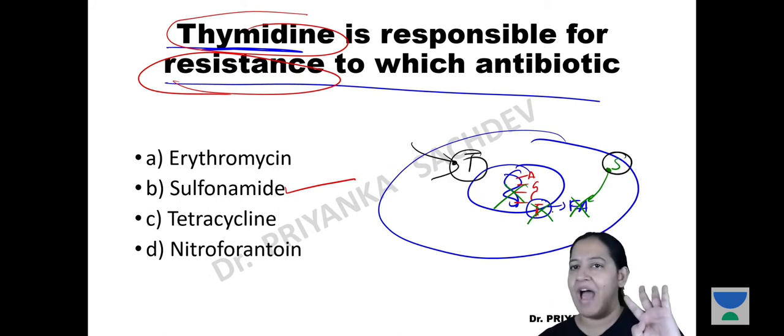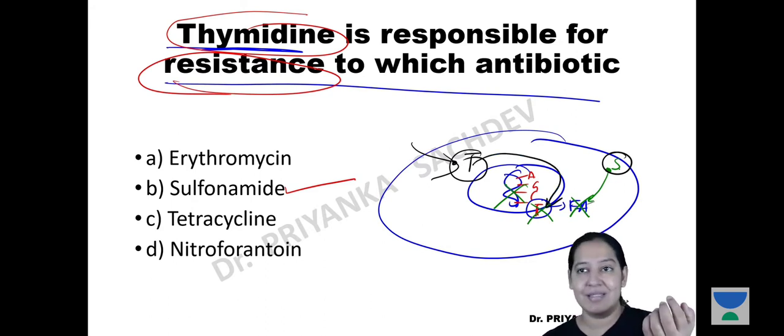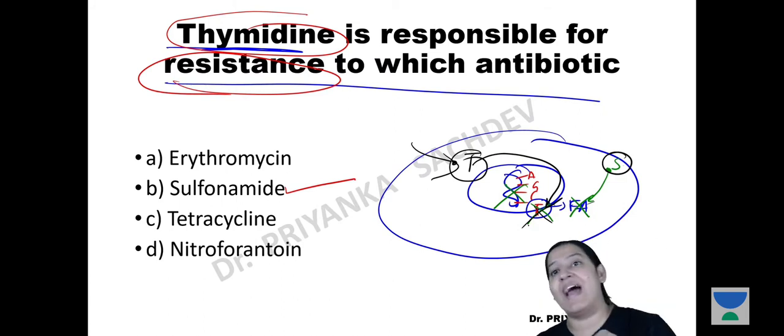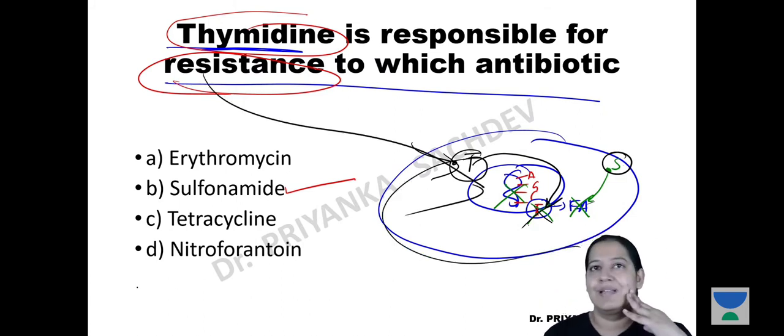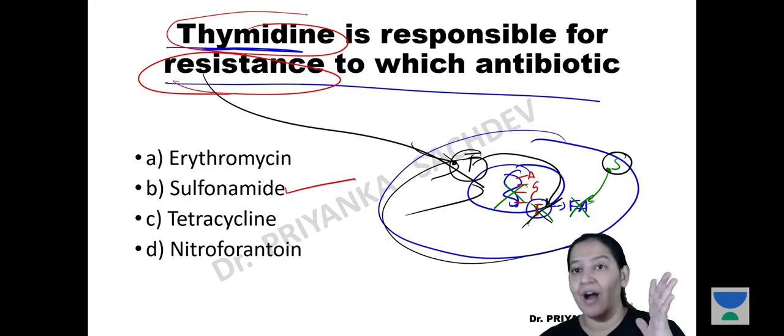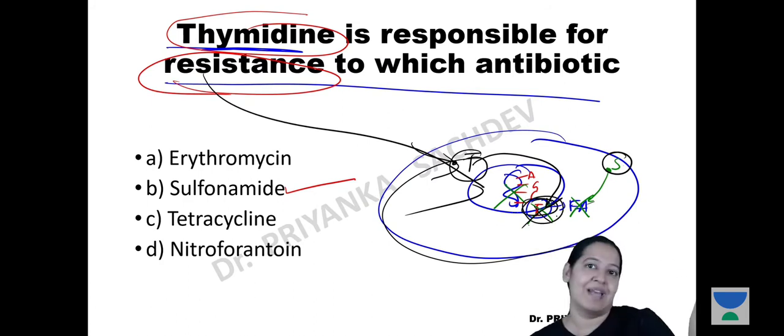So if you give thymidine directly from outside, sulfonamide inhibited it, but you are giving it directly, so the bacterial cell will not die, and it is a mechanism of resistance, you can say. Thymidine is responsible. So bacteria will learn to synthesize thymidine by some other mechanism. That is the way of resistance. That is the thing. So correct answer here is B.